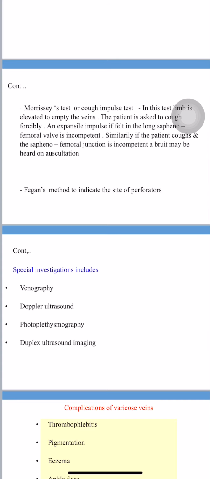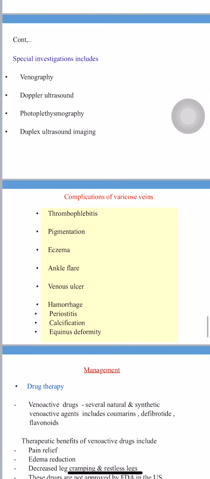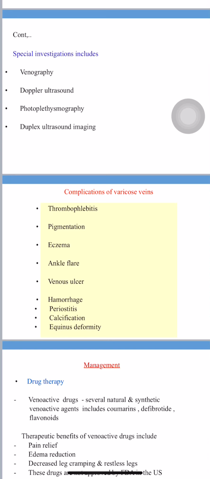One more investigation is photoplethysmography. Here one probe is attached to the skin to assess the venous filling of the surface venules. The filling of these vessels indicates the pressure of the superficial veins of the leg. Next we will move on to the complications of varicose vein.